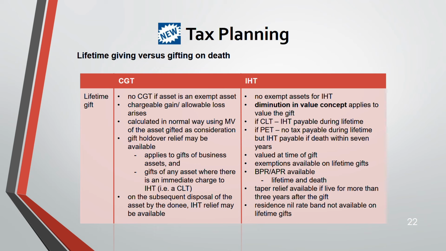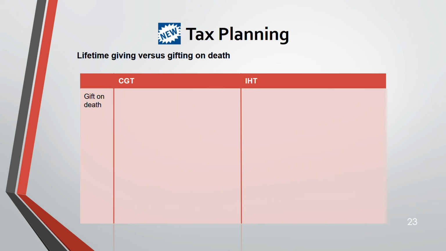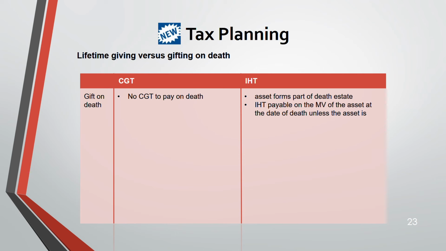Right. Now coming to the gift on death. From the point of CGT, no CGT to pay on death. Thank God. IHT, yes. Assets form part of the death estate. IHT is payable on the market value of the asset at the date of death, unless the asset is covered by reliefs like BPR or APR, or is left to an exempt beneficiary like a spouse, political party, or a charity.